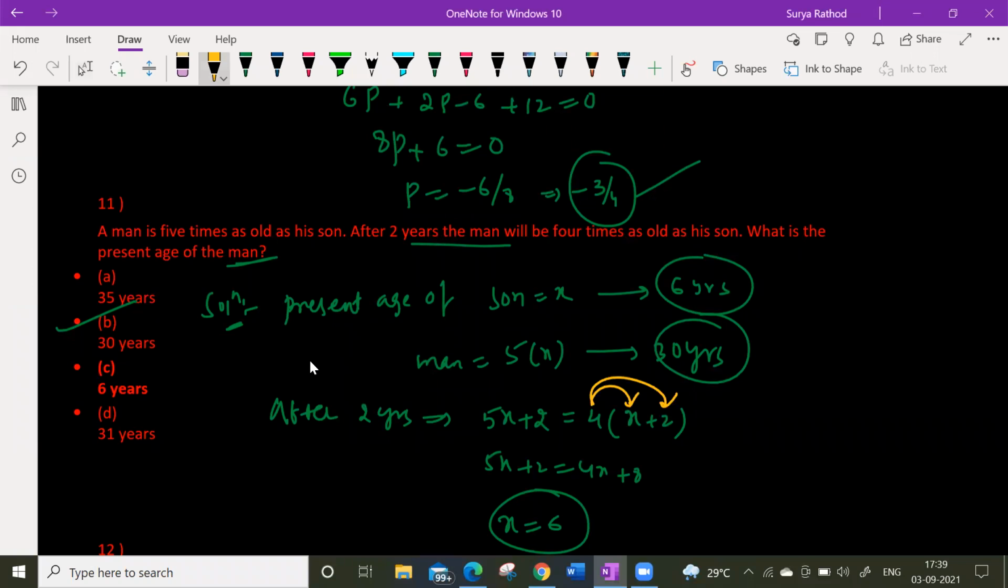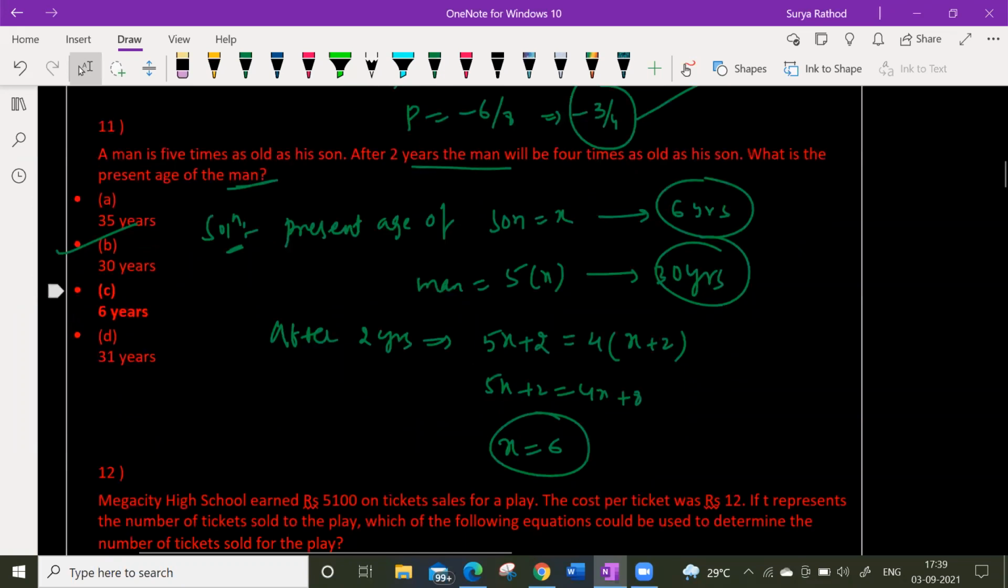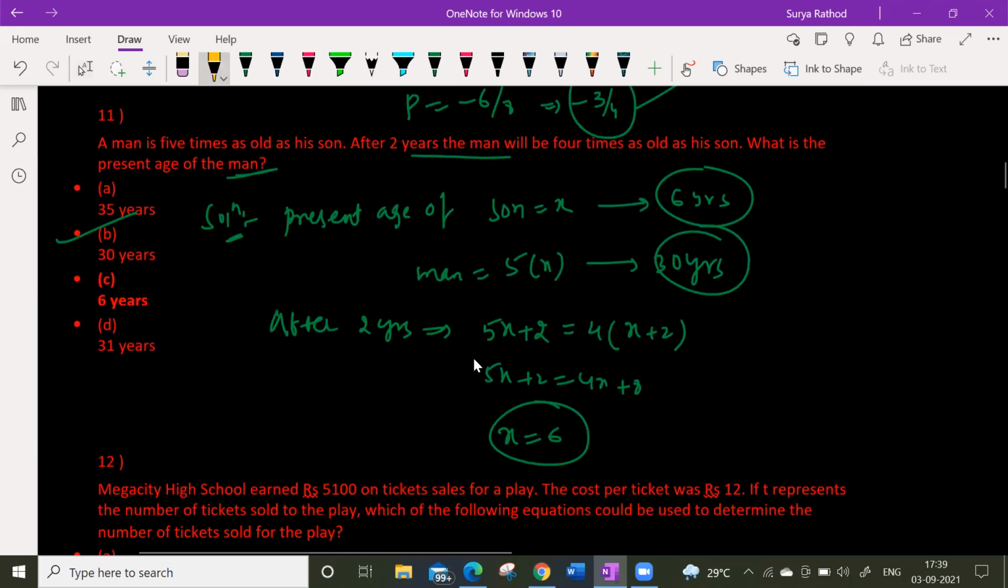He is asking how did you derive that from the question? Okay. See here how I got it. After 2 years, the man is 5x plus 2. After 2 years, the man's age will be equal to 4 times of whom? His son. His son is X, and his son also plus this.